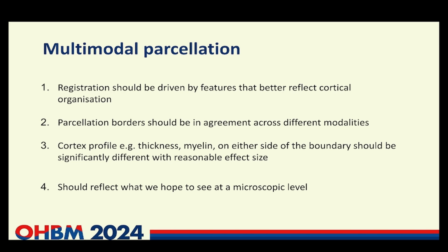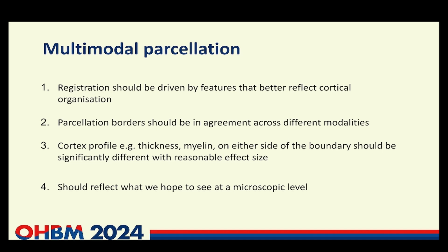And so what we can do is try and define a parcellation using different modalities, the idea of a multimodal parcellation. The concept is that registration should be driven by features that better reflect cortical organization, so that MSM-all that I was talking about before. We know that the cyto- and myeloarchitectural boundaries of different cortical areas are in agreement, and so when we're looking in vivo, there should also be agreement between, say, resting state function and T1 over T2 ratio.